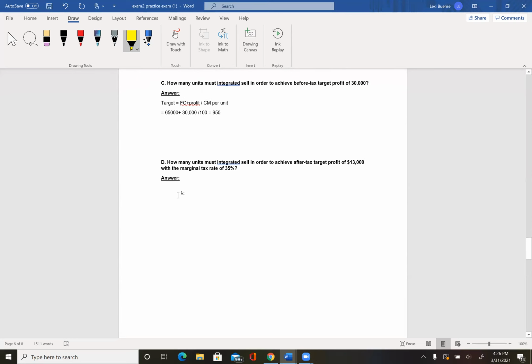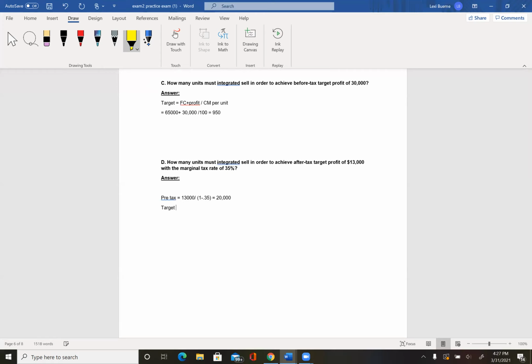And now for D, we have to find out how many units to sell to achieve an after-tax profit. So the first one was before tax, this one's after tax of 13,000 with a marginal tax rate of 35%. So for this one, you are going to find the pre-tax first. The 13,000 is the profit. Then you're going to divide it by 1 minus the marginal tax rate, so 1 minus 0.35. And that's going to give you 20,000. That's going to be your pre-tax amount.